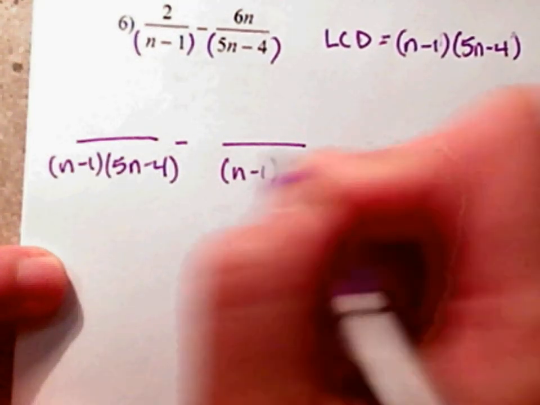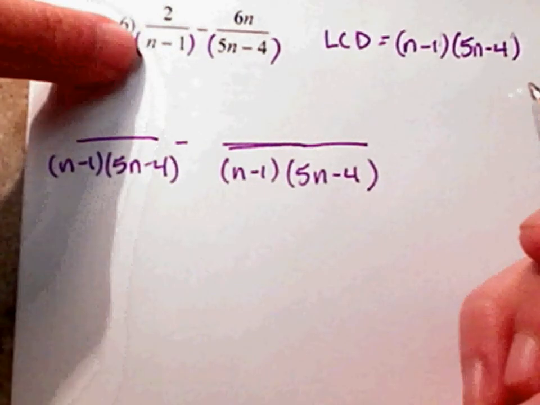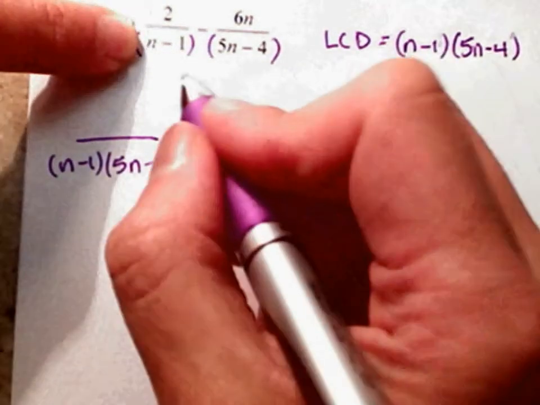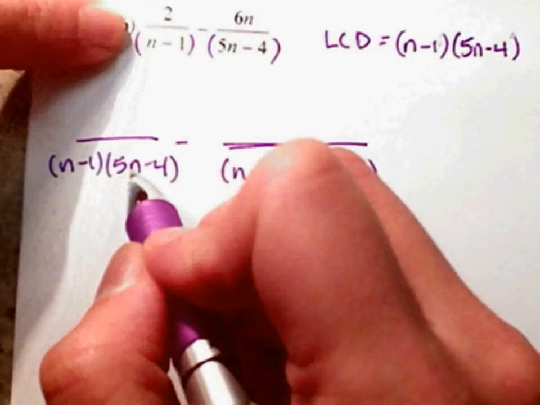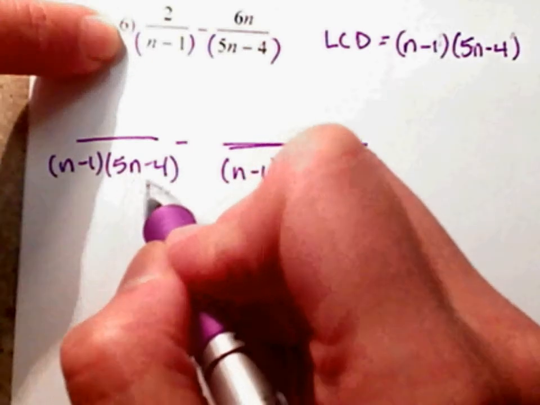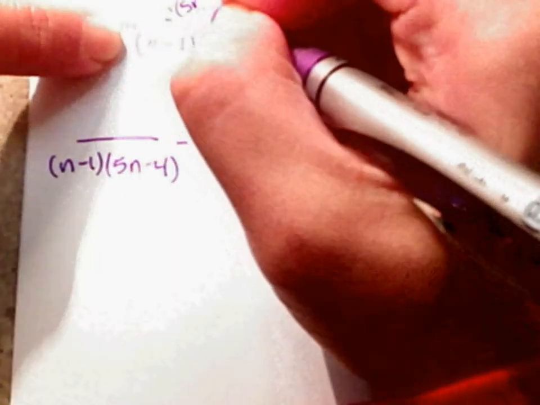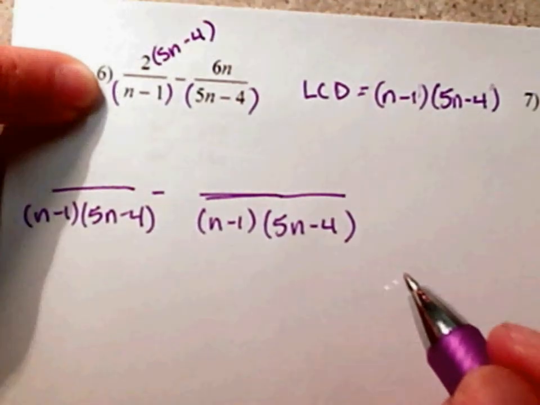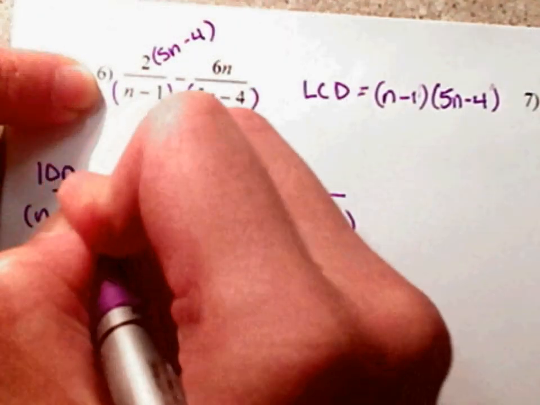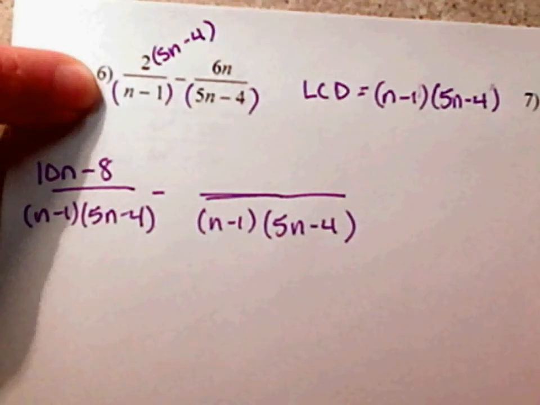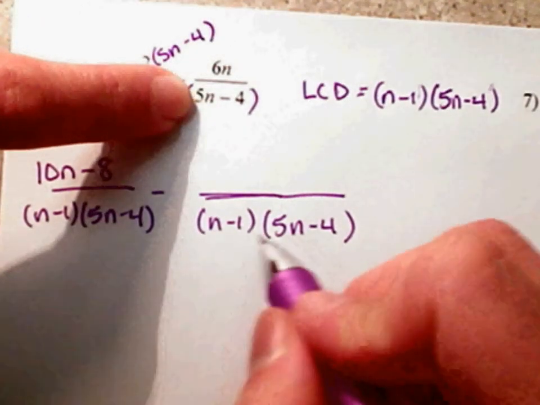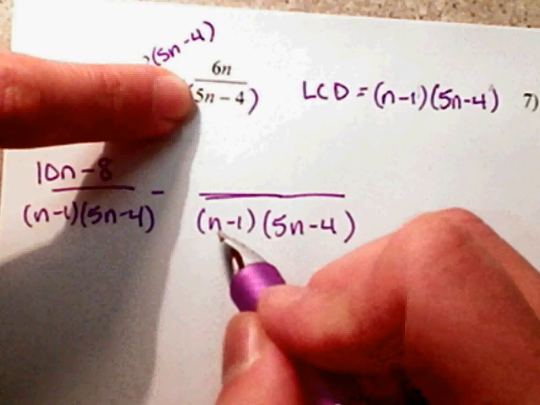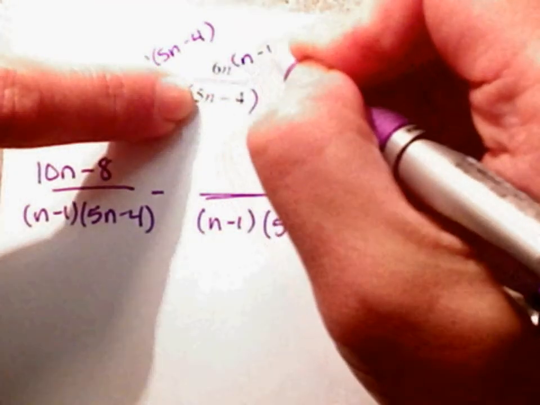Okay? Look at this one right here. I need this to look like the new LCD. So what am I missing? 5n minus 4. So I'm going to multiply the 2 times 5n minus 4. So that leaves you 10n minus 8. Look at this one right here. Which one hasn't been accounted for? N minus 1. So I'm going to multiply that one times n minus 1.